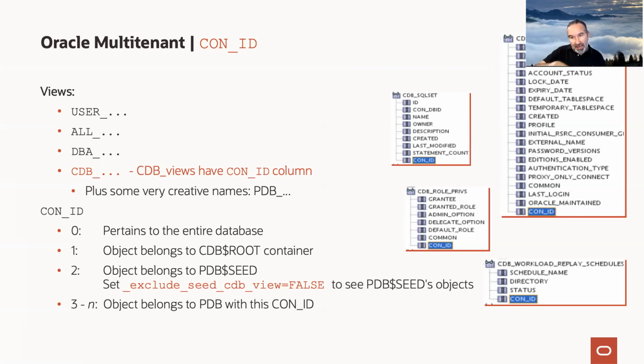And when you look at views like CDB_SQL_SET or CDB_ROLE_PRIVS, which I marked here in blue, every one of these views has one column called CON_ID.